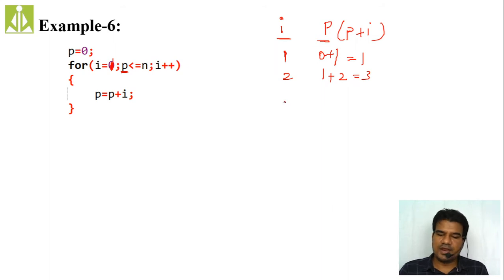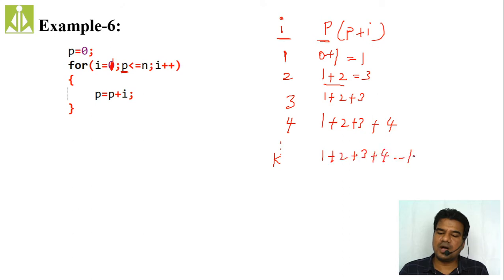So like this. When my I value is 3, what will I get? 3 plus 3, that is nothing but 1 plus 2 plus 3. Whatever I have in the previous case, I am adding this I value to it. If it is 4, again the previous case, 1 plus 2 plus 3 plus this 4. So likewise, at some point, if my I value becomes k, let us assume, what will my p value become? 1 plus 2 plus 3 plus 4 and so on, up to k.